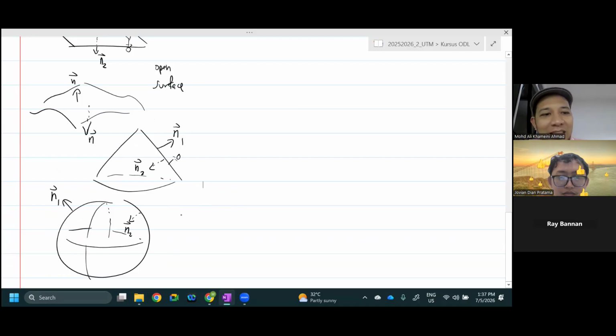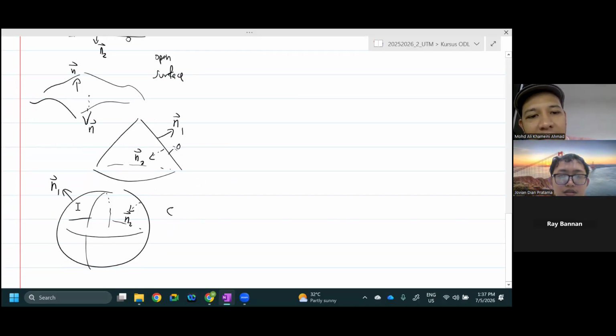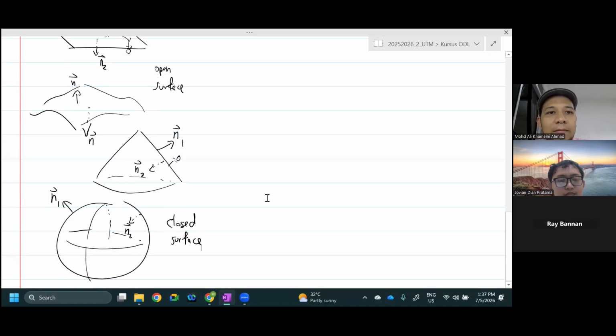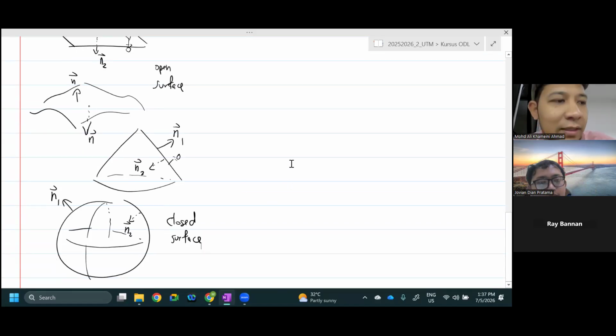Okay. So this is an example of what we call a closed surface. Why do I call it closed? You can understand it because there is no boundary here, right? And even if you're outside here, you cannot go inside, more or less. So this is about orientable surface.